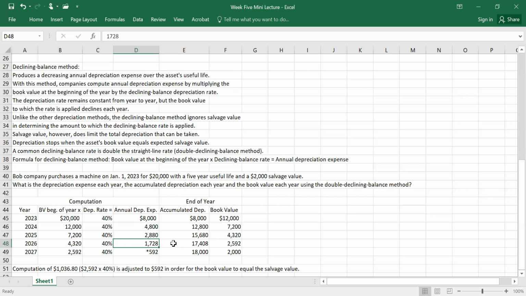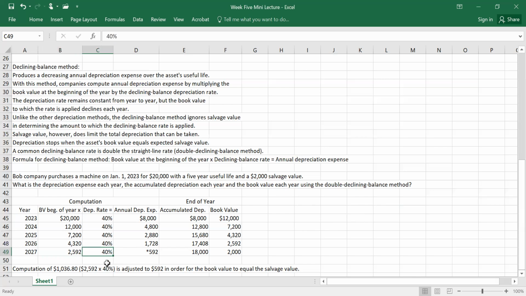$1,728. Accumulated depreciation is 15,680 plus 1,728, which is $17,408. Book value is the 20,000 minus $17,408, which is $2,592. That's our book value at the beginning of the year.